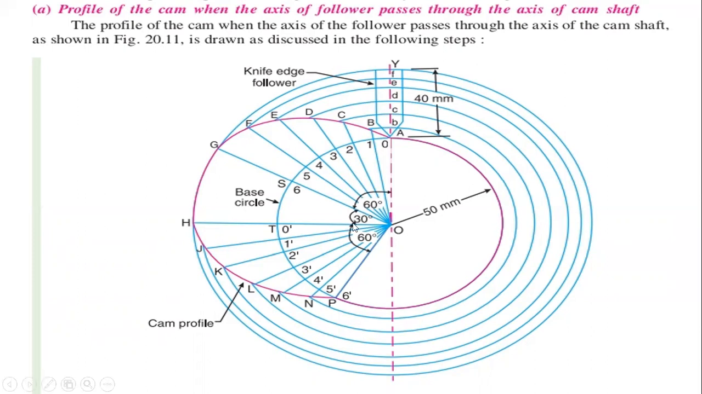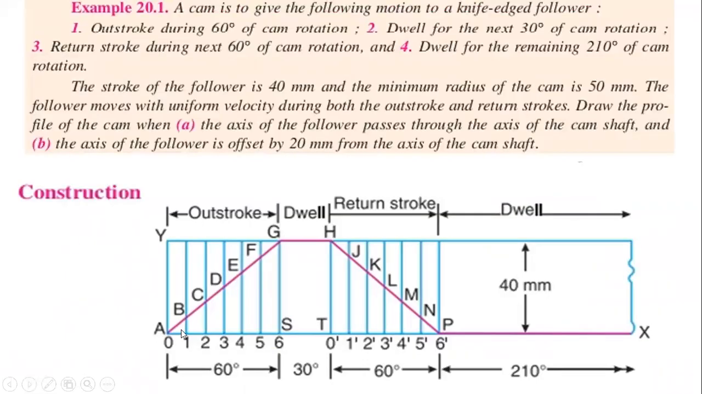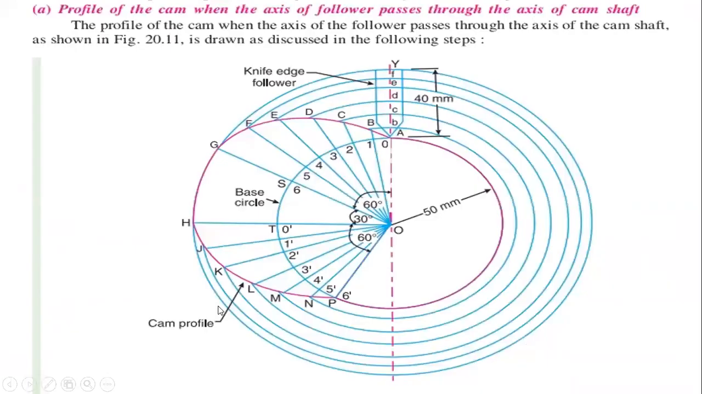Next, we are taking the 30 degrees. For these 60 degrees, we have to extend these lines outside the circle. From the first point, that is the first division on the straight line, take the length of 1B. So measure the length of 1B in the displacement diagram, and take the same length on the extended line from 1.